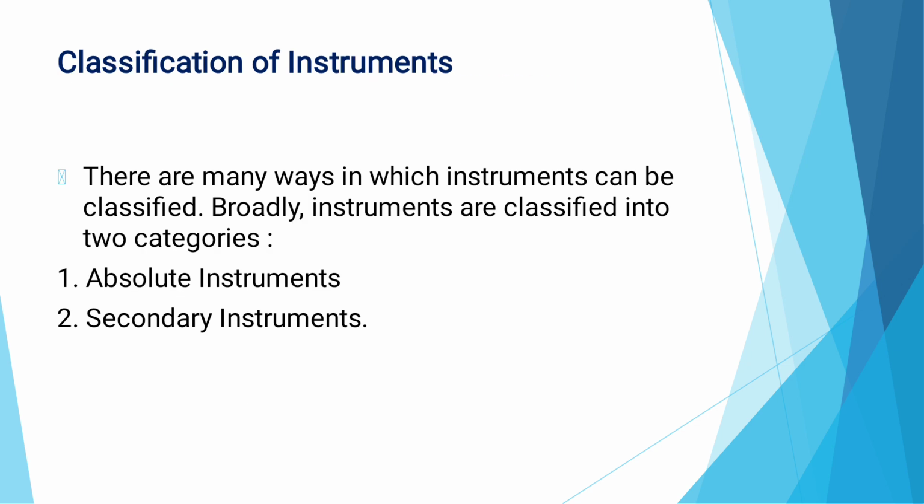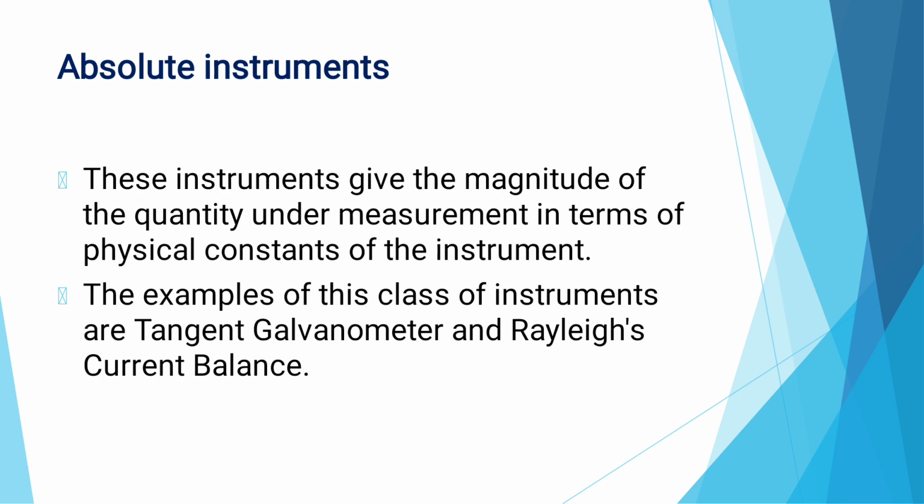Instruments are mainly classified into two categories. One is absolute instruments, the second is secondary instruments. This classification is based on the method used to determine the measured quantity. The first one is absolute instruments. Absolute instruments measure the quantity directly in terms of the physical constants of the instrument. They do not require calibration with another instrument. Examples are the tangent galvanometer and the Rayleigh current balance. Absolute instruments are mainly used in standard laboratories and research institutions because they provide highly accurate measurements.